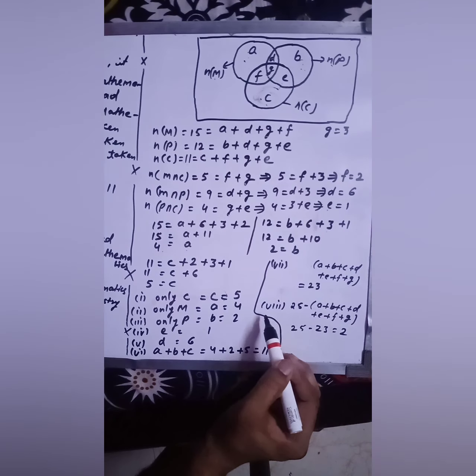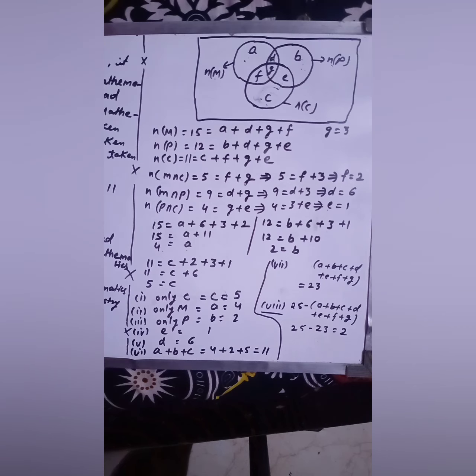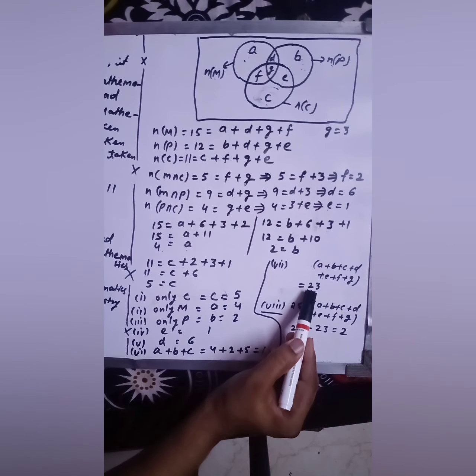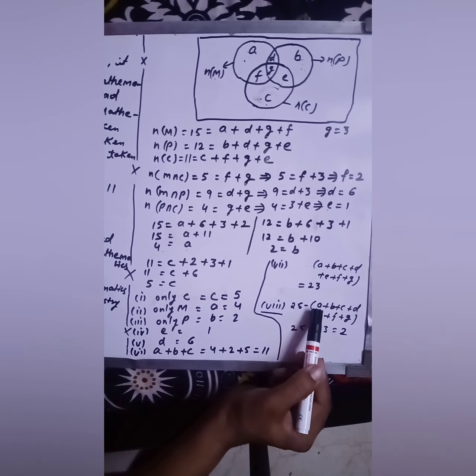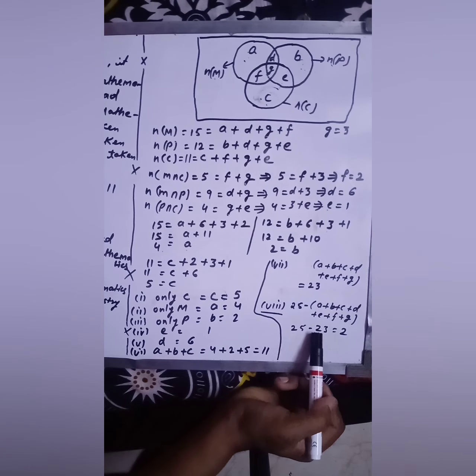Okay. Now the last part is the eighth part, in which you have to find out none of these subjects. Now we have to find the number of students who are not studying any subject. The total survey was of 25 students. So 23 are studying at least one of the subjects. That means 25 minus the sum of all these. When you subtract these two, you will get 2. So there are 2 students who are not studying any one of the subjects.